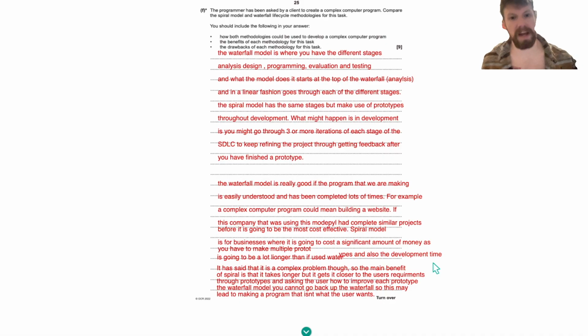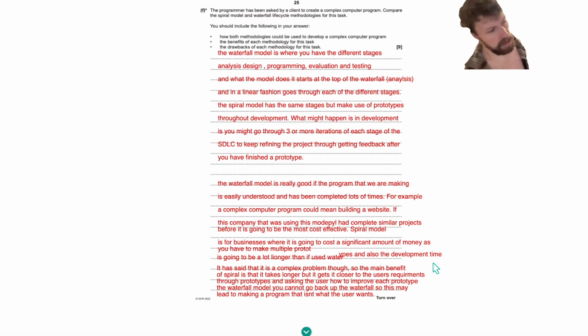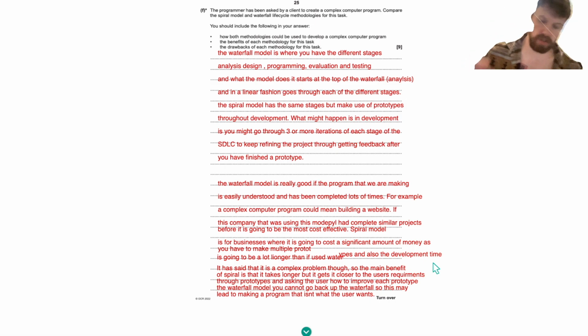But one of the big benefits of this is because you're making prototypes throughout and you are constantly talking to the user and saying, what are the things that we can do to improve this prototype? And because you do the iterations going through each stage over and over again, you trade off the development time and cost so that you actually get it closer. And that's if it's a complex program like that. So I think that's obviously what the question is asking us to do there.